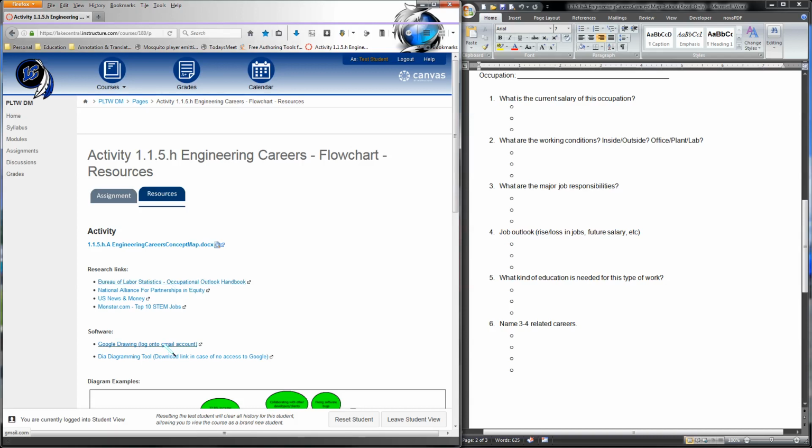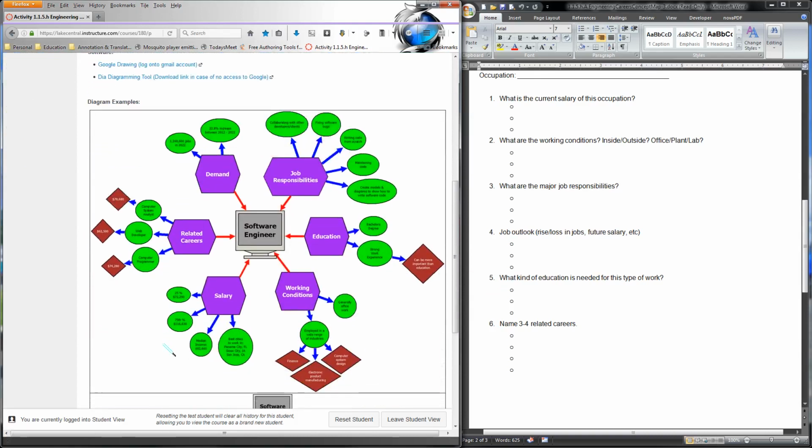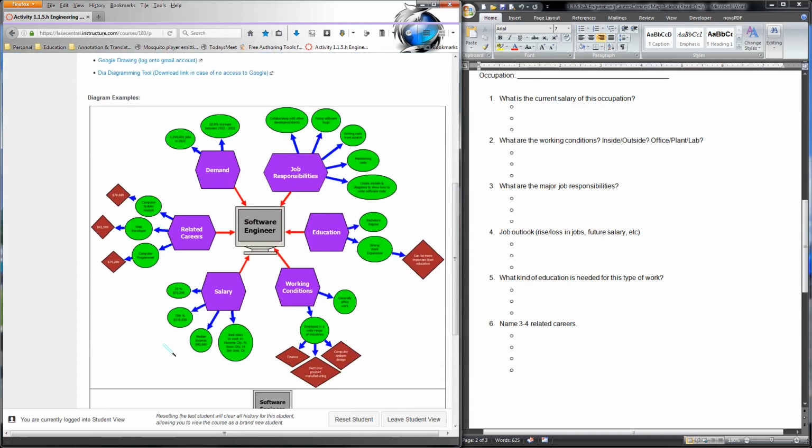You'll need to access the Google Apps, so log into your Gmail account, and make a Google drawing to make a diagram such as one of these for your career. Instead of writing a paragraph explaining or simply answering these questions, sometimes making things into a graphic makes it a lot easier to see the information and how it's related.